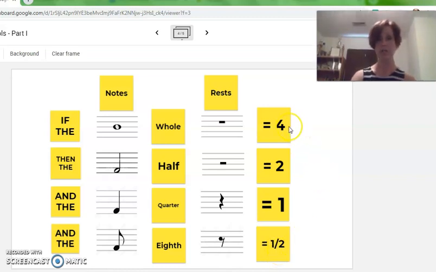Now, if you were to change this 4 to another number, for example, maybe 8, if the whole note or rest equals 8, then half of that would be 4, half of that would be 2, and half of that would be 1. So those are just a couple of examples. But the value of the note and its equal rest will always be the same. If a whole note equals 4, then a whole rest equals 4. If a half note equals 2, then so does the half rest, and so on and so forth.